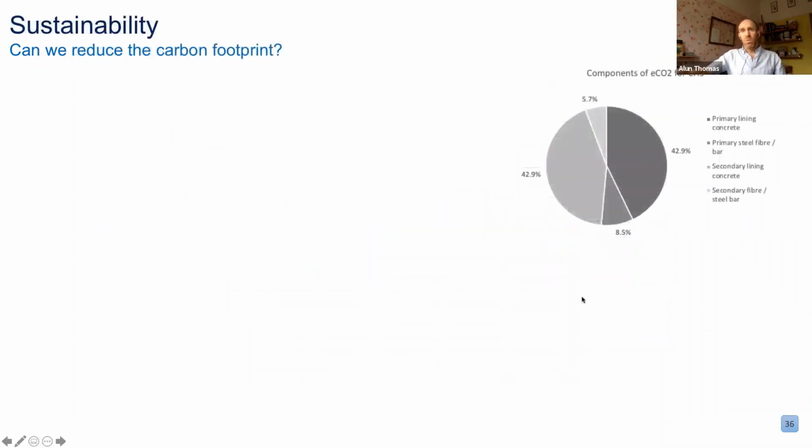What does that mean for our carbon footprint? Well, you can see in the top right, if you look at the materials, the cement in the concrete has a huge impact. So basically we're looking at cement and, to a much lesser extent, steel as being the primary culprits for the contribution to the carbon footprint.